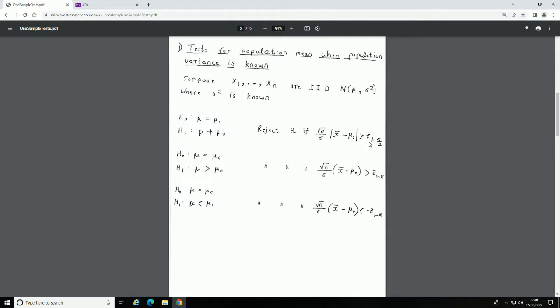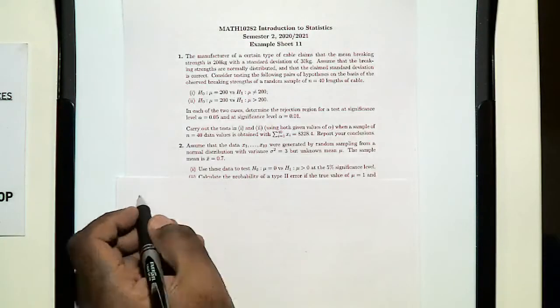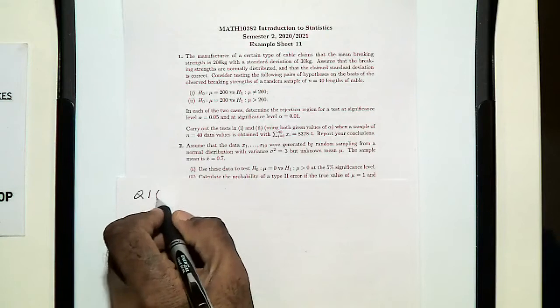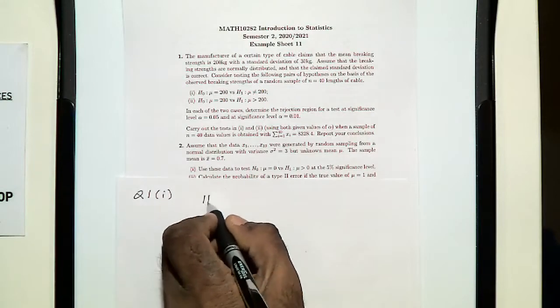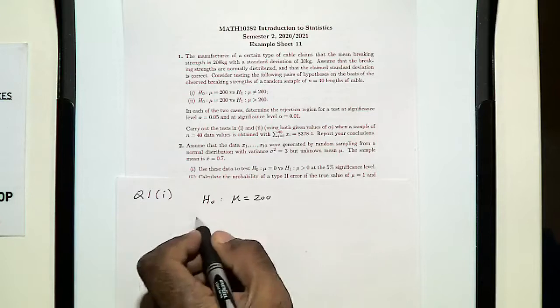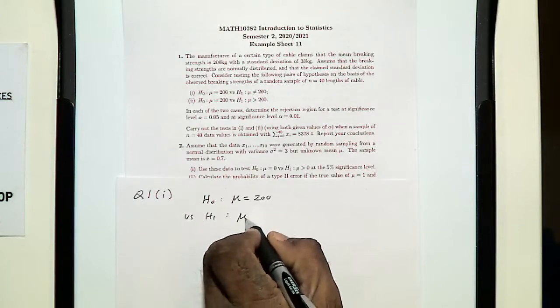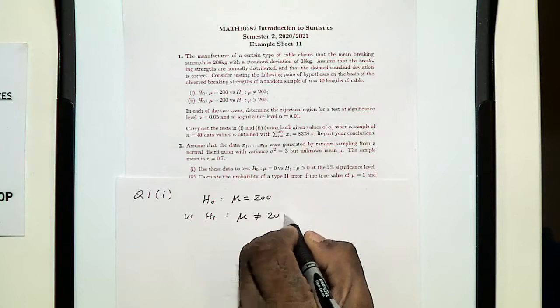All right, guys, have you done? So let's have a go at question number one. All right, let's change this to top. So basically, you're trying to test this hypothesis that mu is 200 versus the alternative that mu is not equal to 200, right?